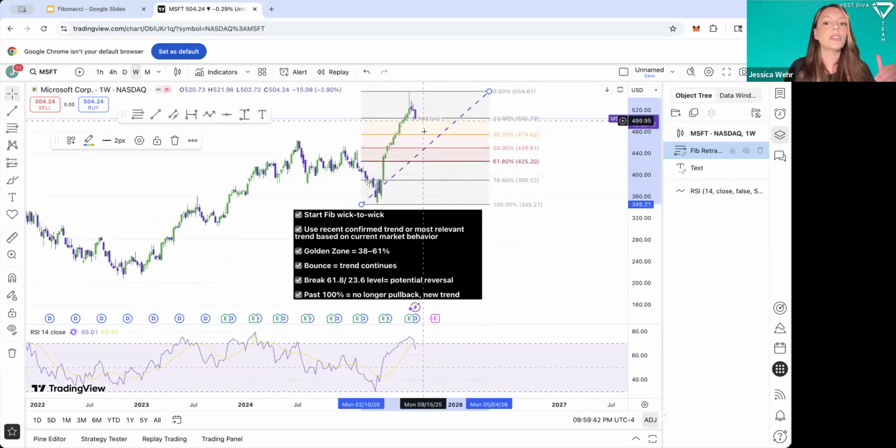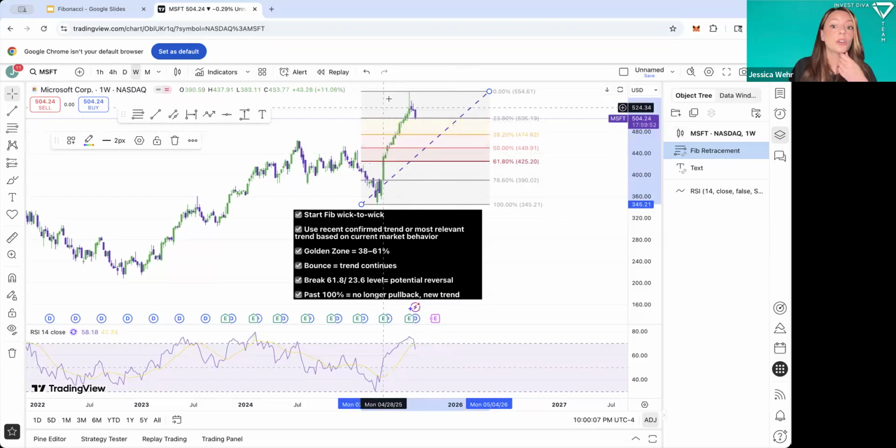Now, as we see here, the 23.6 level is serving as support right now. If we see that price go past the 23 level, then this is the level to watch. Will the price pause or maybe pull back? So maybe it'll pull back, hit this 38%, and then continue on the uptrend.